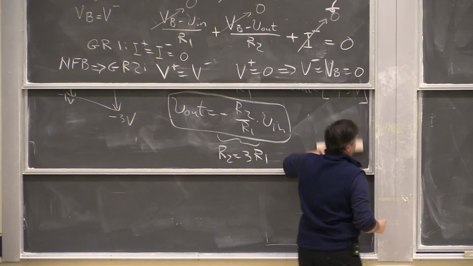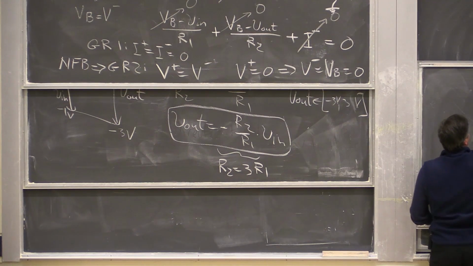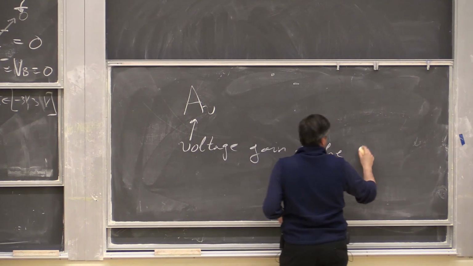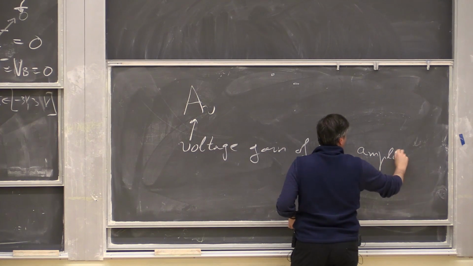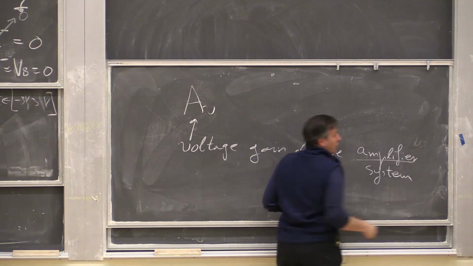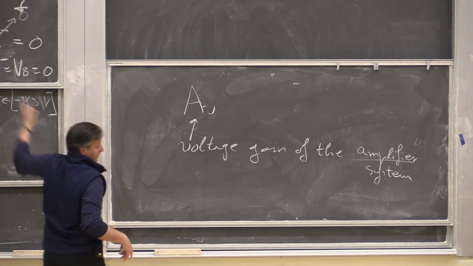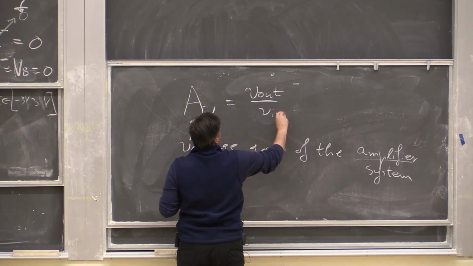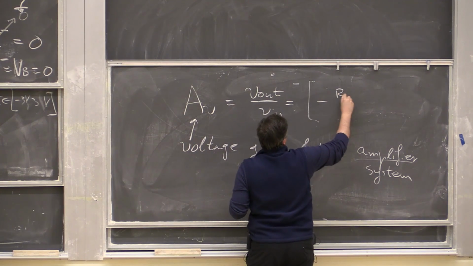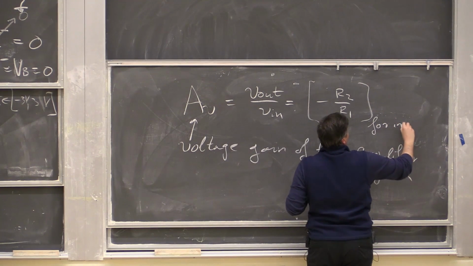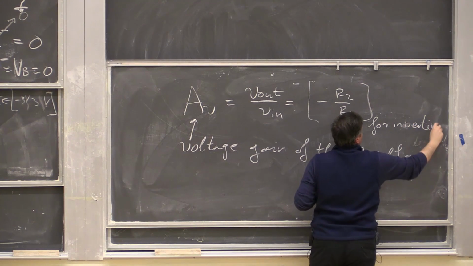Okay, let me just define this better. So AV is the voltage gain of the amplifier. By amplifier here we mean a system, not an op-amp. Our amplifier here is the whole thing, in this case the inverting amplifier. So this is V out over V in. And in our case here, it's minus R2 over R1. That's just for this case, for the inverting amplifier.